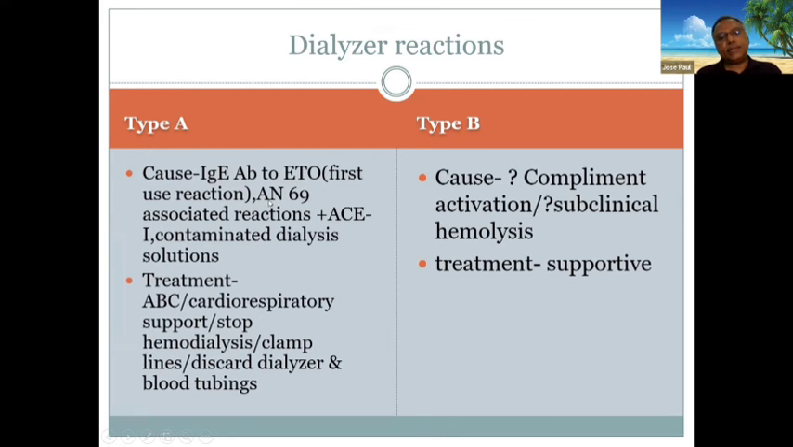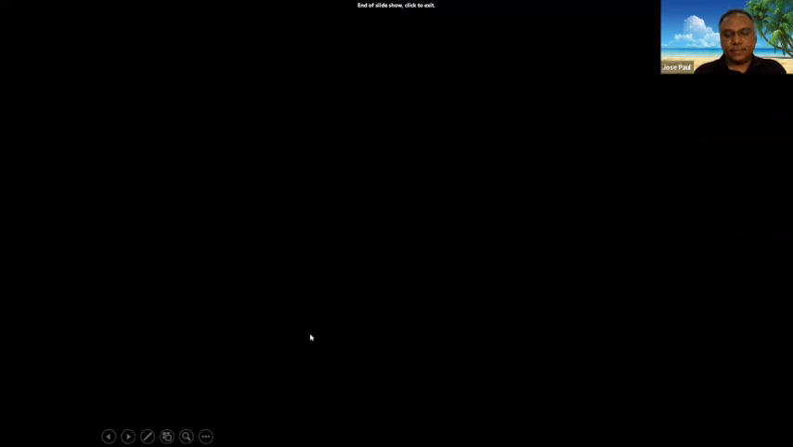There are membranes such as AN69, and when these membranes are used with ACE inhibitors, this actually flares up. Other causes include contaminated dialysis solutions. The treatment is cardiorespiratory support with airway and breathing, stop hemodialysis, clamp the dialysis lines, and discard the dialyzer and the blood tubings.